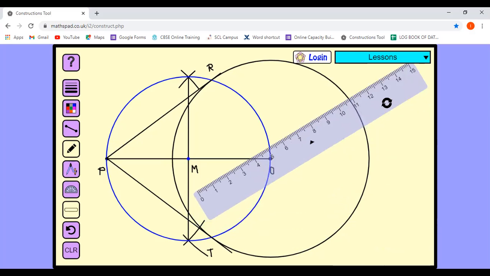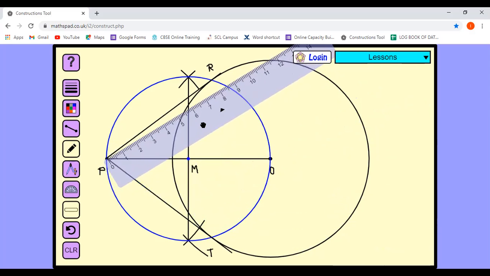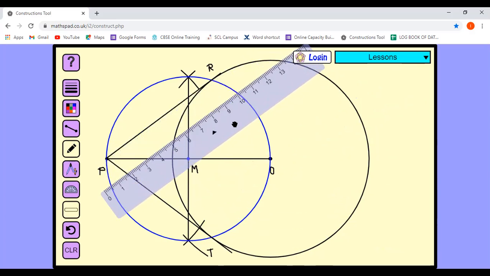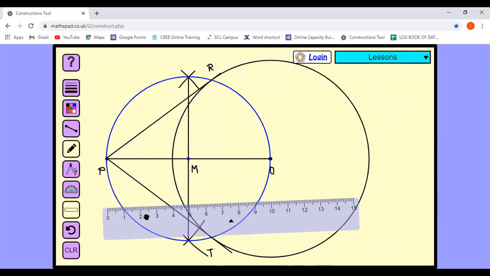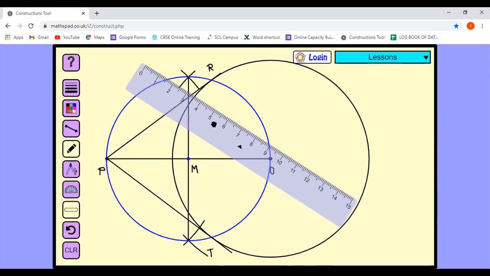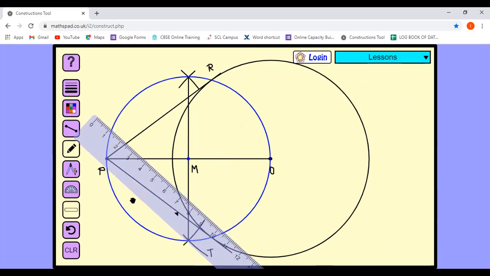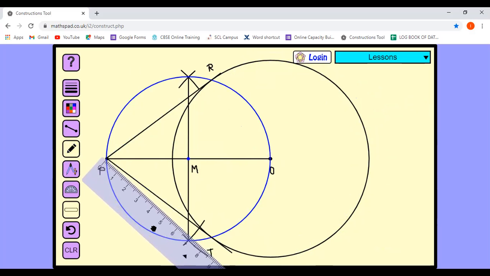Now what should be their length? Let's check. What are we getting here? We're getting 8 centimeters, isn't it? We are getting about 8 centimeter. Now what should be the length of PT? We have already studied the theorem, isn't it? The lengths of the tangents from an external point are equal. So this also is supposed to be 8 centimeter for us.